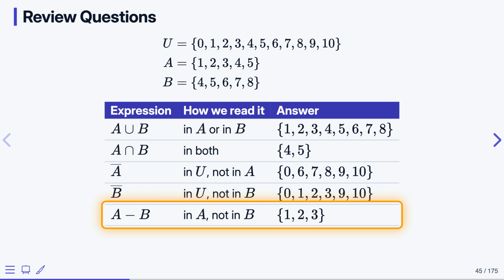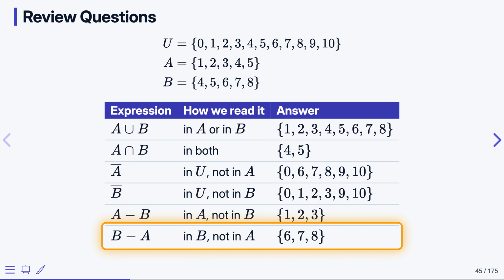Line 5. A minus B means in A but not in B. Start with 1 through 5 and drop 4 and 5. That leaves 1, 2, 3. Line 6. B minus A means in B but not in A. Start with 4 through 8 and drop 4 and 5. That leaves 6, 7, 8. Compare the last two answers. They are different. Subtracting sets is not symmetric.